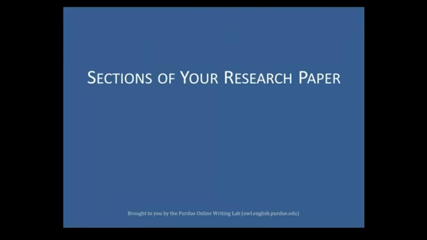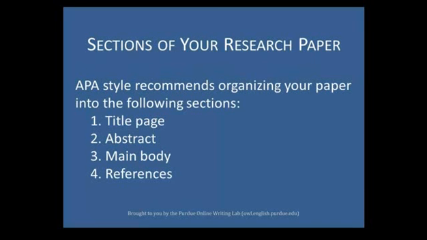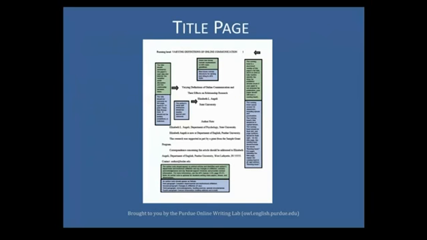Sections of your research paper. APA style recommends organizing your paper into the following sections: title page, abstract, main body, and references. The first of these sections is the title page.